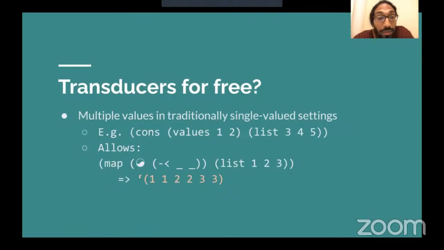First, multiple values should be accepted in traditionally single-valued settings. For instance, if you look at that cons expression at the top there, it's a standard cons, except that we're passing in two values to the first position in that expression, which is currently an error. But if you just say what it is, you're consing two values onto a list. That makes sense in English.